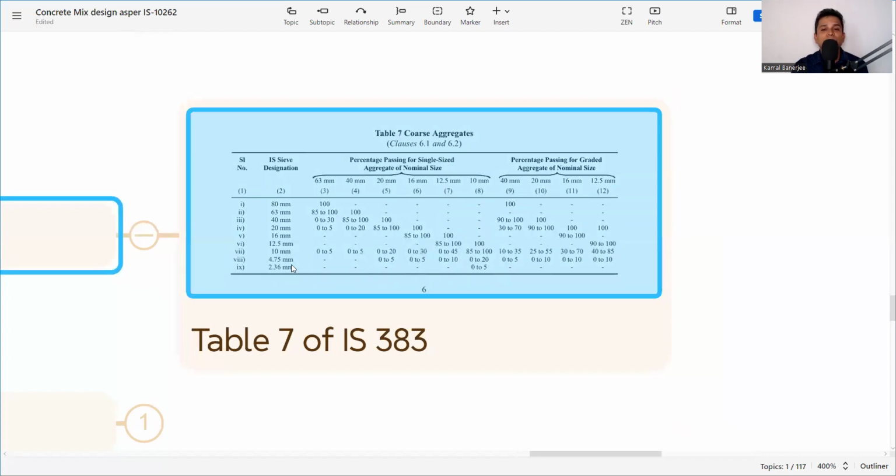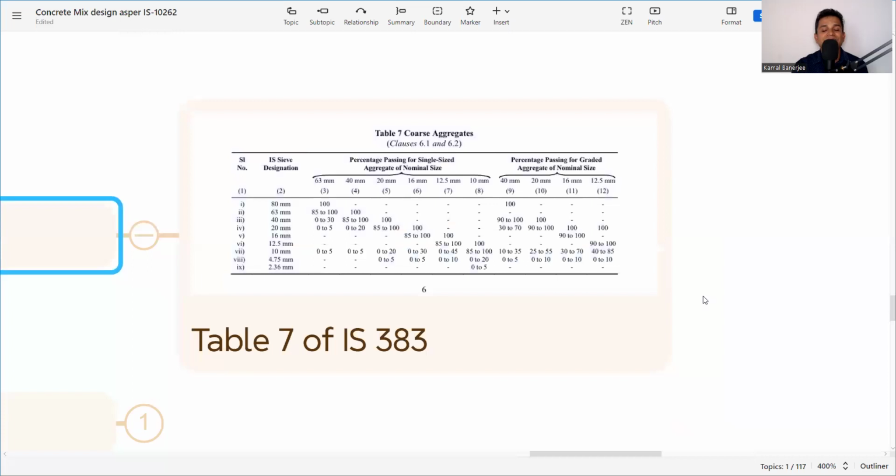This 10 mm is missing, 4.75 is missing, 2.36 is missing. Now we need to understand why. How does concrete work? See, the bigger coarse aggregate has voids in between two coarse aggregates, and the smaller aggregate will fill them. Then the fine aggregate will fill the finer voids again. The cement binder as well as the filler will work and make a homogeneous mass.